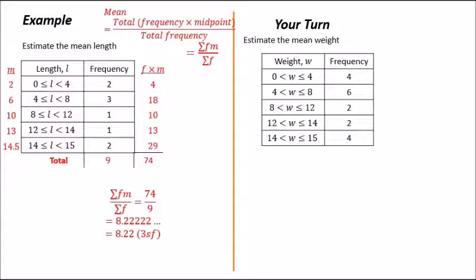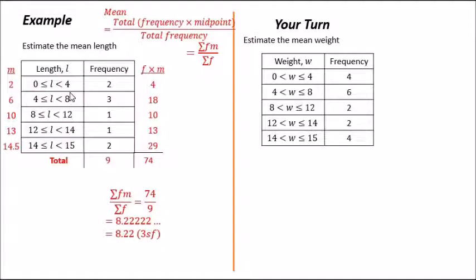So in this example, to estimate the mean length, so the data is the length, and the key word here is estimate. A lot of you, when you think of estimating, automatically think of rounding to the nearest whole number or one significant figure, things like that. But when it comes to grouped frequency tables, estimate means something different, because in a grouped frequency table, we don't know any exact values.